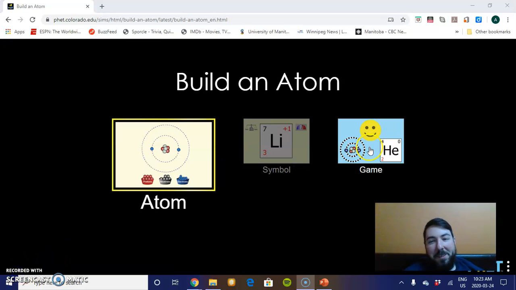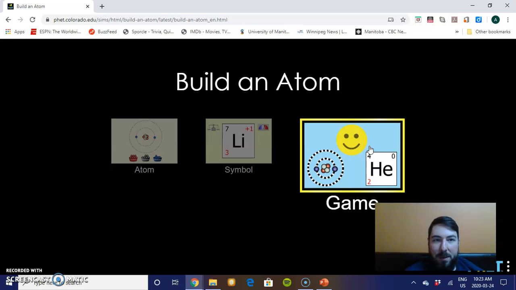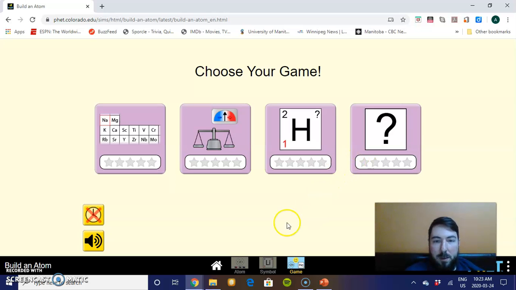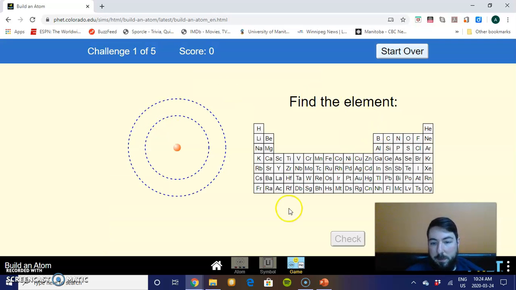And I'm back. Okay. So, game on the right side. There are 4 different ones here. Looks like there's a timer feature here too if you want to time yourself and see how well you can do. I'm just going to click on the first one here. Okay. So this is a find the element game. Here's the periodic table. Yeah, this one might be a little bit more difficult.